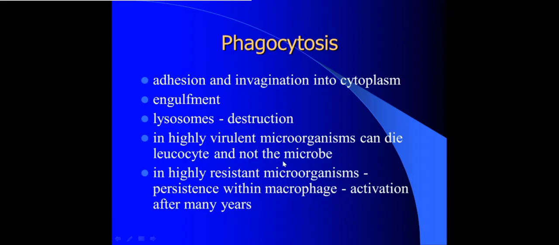In highly virulent microorganisms, the leukocytes can die but not the microbes. If inflammation occurs by a highly virulent microorganism, then what happens? The leukocytes will die but the microbes will not die. In highly resistant microorganisms, they persist within macrophages and are activated after many years.